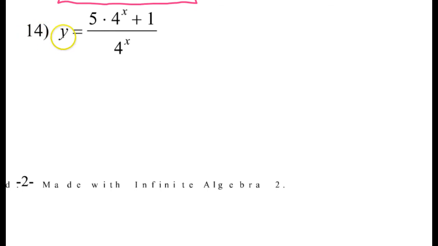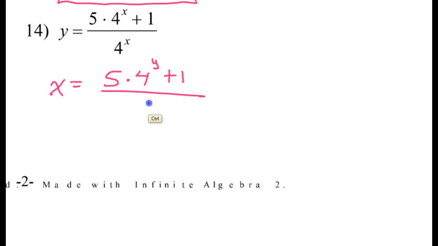So there are two main steps to finding the inverse of something. Those steps are switch x and y, and then solve for y. So let's do that. Let's switch x and y. So we will have x is equal to 5 times 4 to the y power plus 1, over another 4 to the y power.